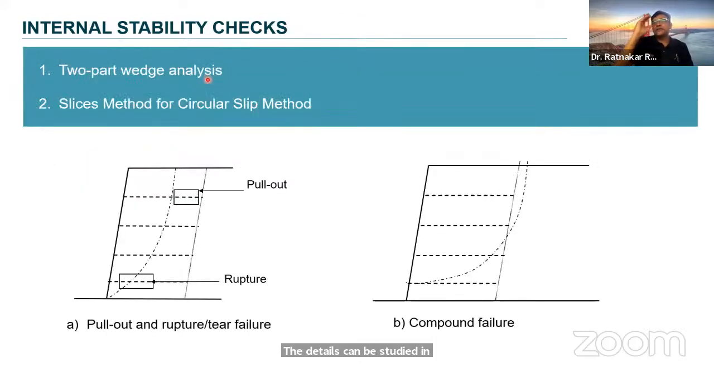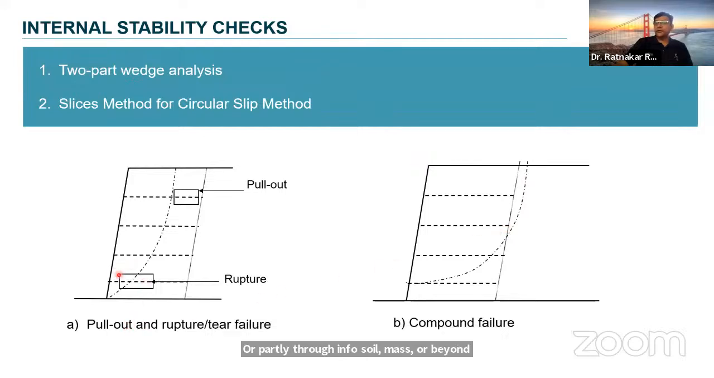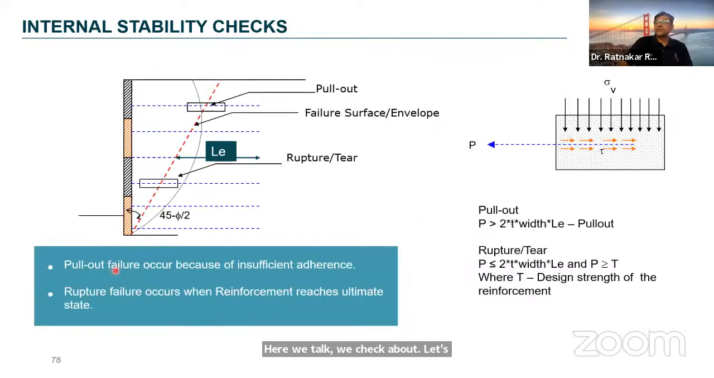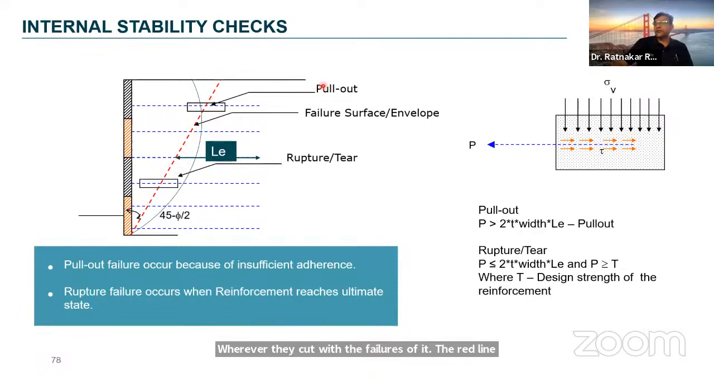Now coming to the internal stability analysis, so you consider a wall and then you assume a failure surface. It could be through the reinforced soil mass or partly through reinforced soil mass or beyond. Here we check about, let's say, the compound failure or a wedge failure. So let's assume, at the beginning I mentioned the Coulomb and Rankine. Let's look at the Rankine failure plane, which is at an inclination of 45 minus phi by 2, and these horizontal lines are the reinforcement wherever they cut the failure surface. The red line is the failure surface. You can check for pull out and rupture.